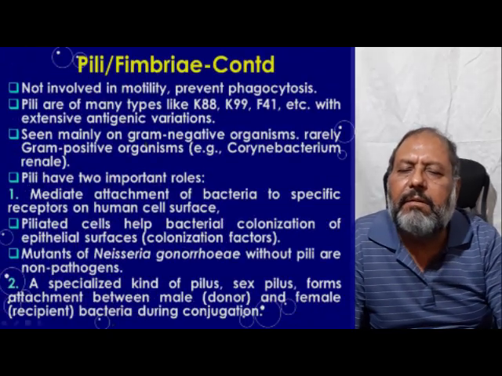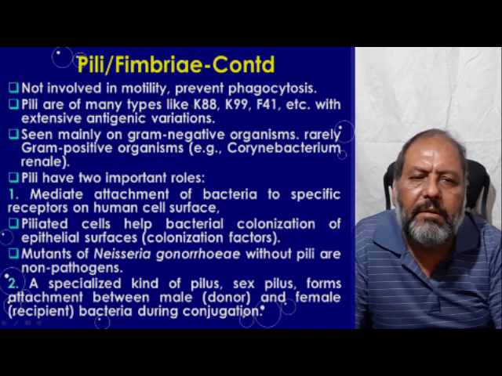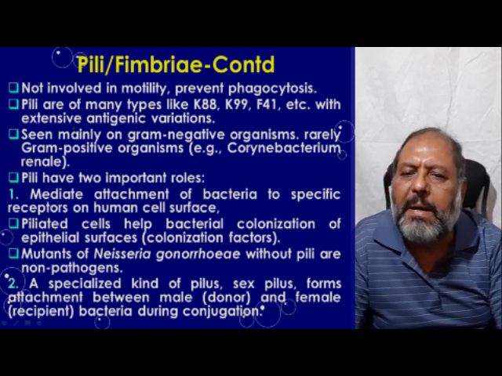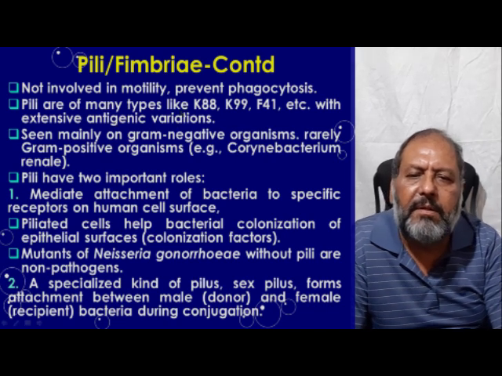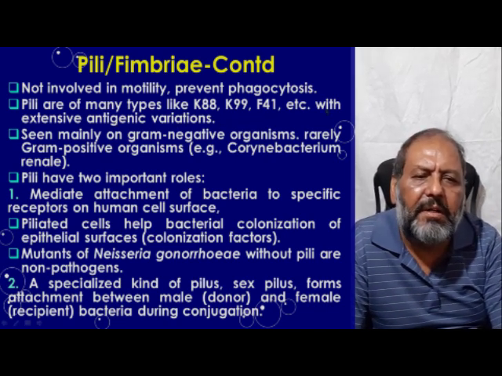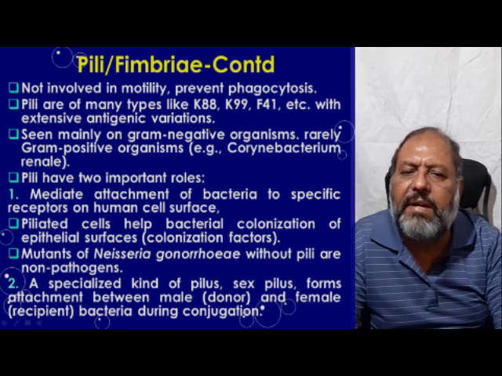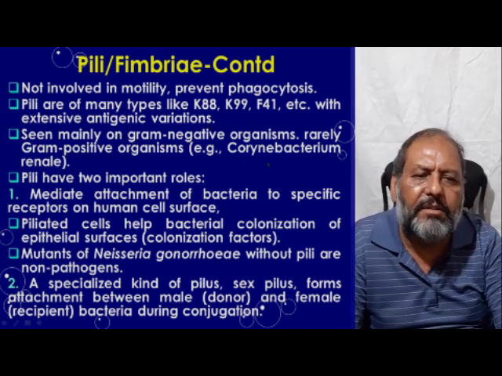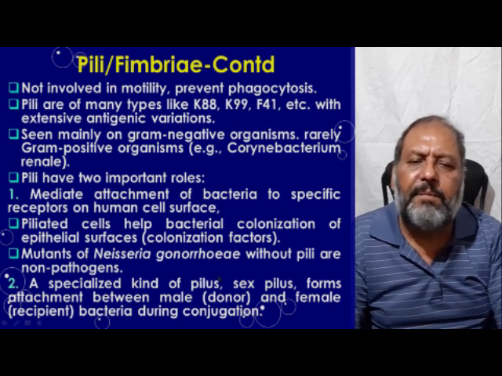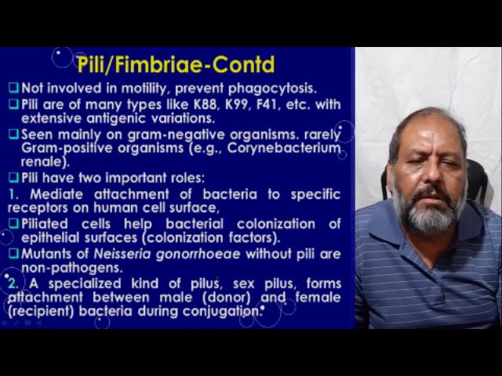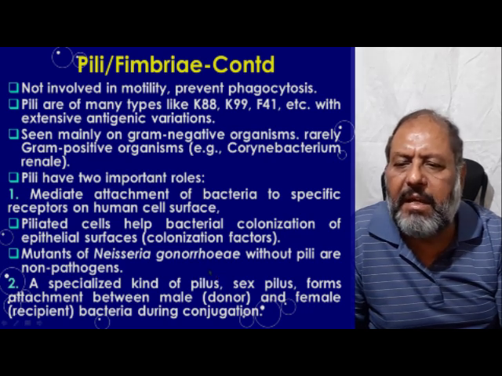They are not involved in motility, and they help prevent phagocytosis. Pili are of many types like K88, K99, F41, etc., with extensive antigenic variation, seen mainly on gram-negative organisms, rarely on gram-positive organisms. An example is sometimes seen in Corynebacterium renale.